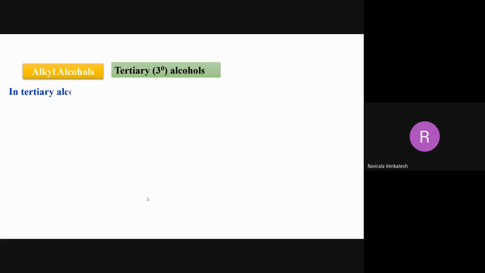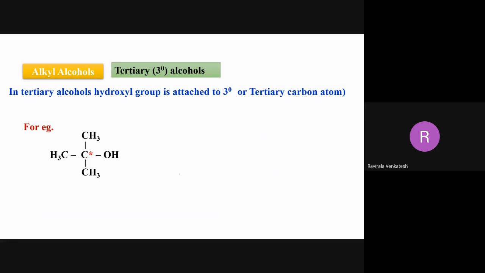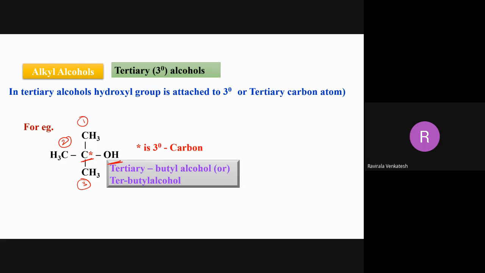Now let me take the tertiary alcohol here. In tertiary alcohol, the OH-bonded carbon is bonded to how many carbons here? 3 carbons. Therefore, it is called tertiary alcohol. This is also called tertiary butyl alcohol. Many times you will get this question. Tertiary butyl alcohol means this one, in which a tertiary carbon is bonded to the OH group.